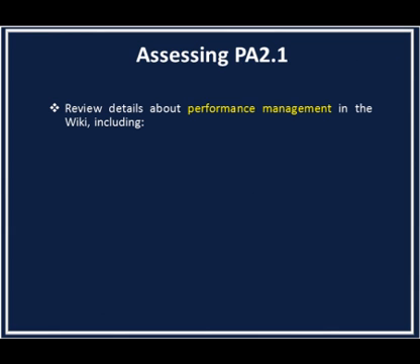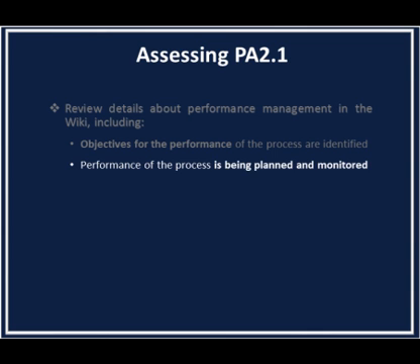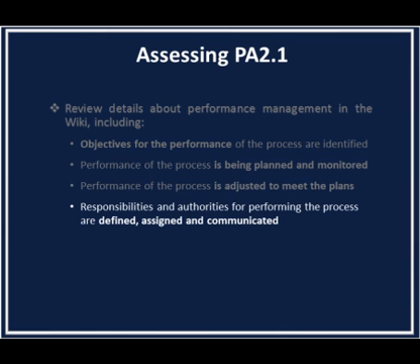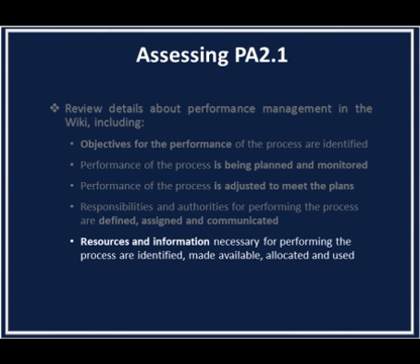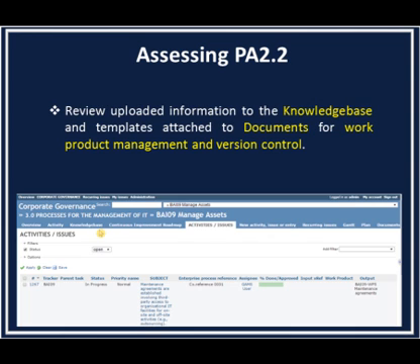Review details about performance management in the wiki, including objectives of the performance of the process being planned and monitored, performance of the process being adjusted to meet the plans, responsibilities and authorities for performing the process defined, assigned and communicated, resources and information necessary for performing the process identified, made available, allocated and used. Interfaces between involved parties are managed to ensure effective communication and clear assignments. Review uploaded information to the knowledge base and templates attached to the documents for work product management and version control details.